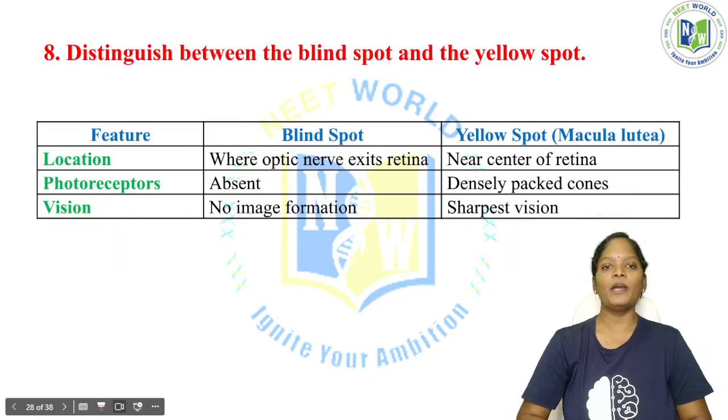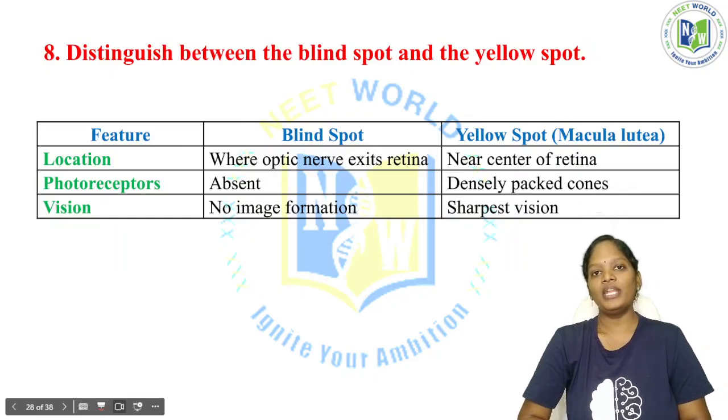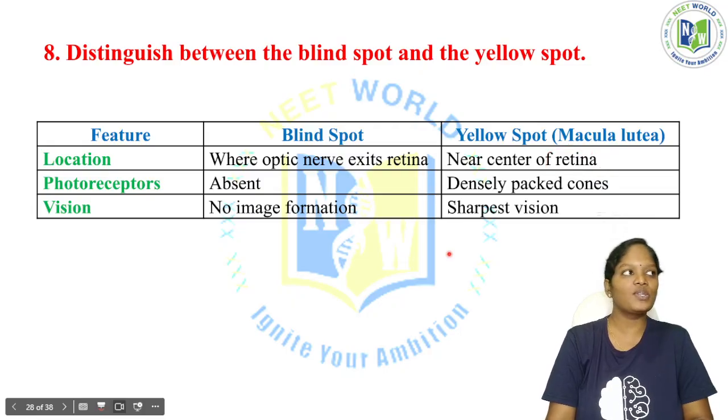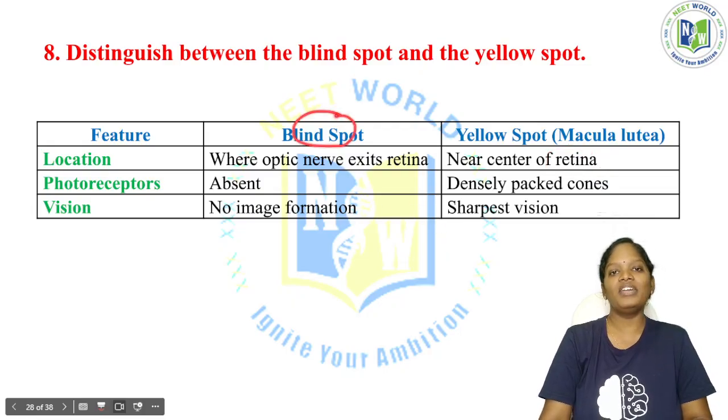Now, what is meant by the blind spot and yellow spot? See, the blind spot is located where the optic nerve exits the retina. So there is a retina, and this is the area where the optic nerve gets out of the retina. This is the region we call the blind spot, where no vision takes place. The yellow spot is also called the macula lutea, and it is near the center of the retina. So the center of the retina is called the yellow spot, and where the optic nerve exits the retina is called the blind spot.